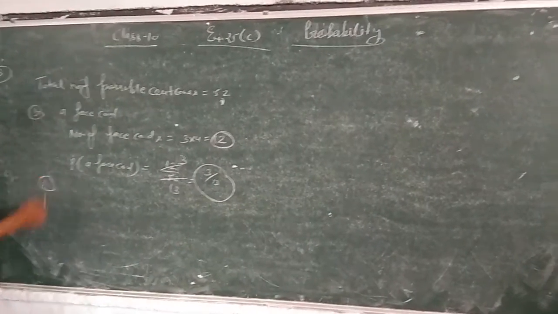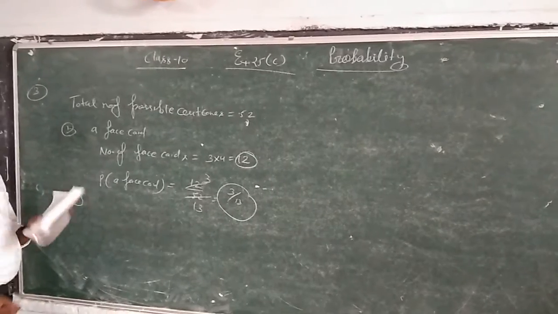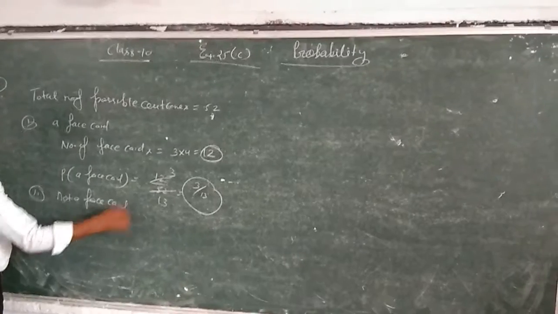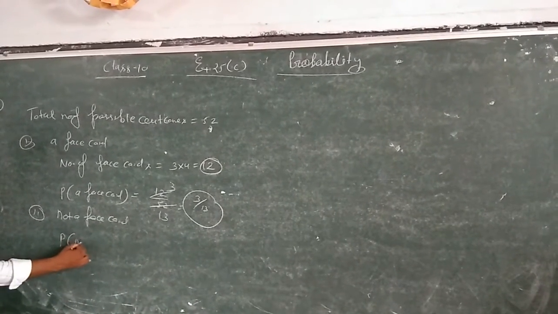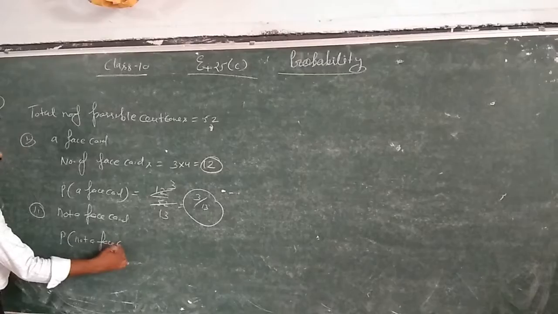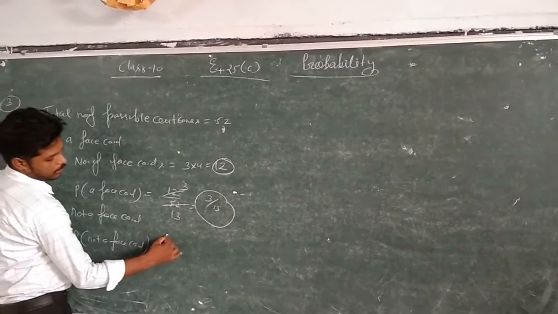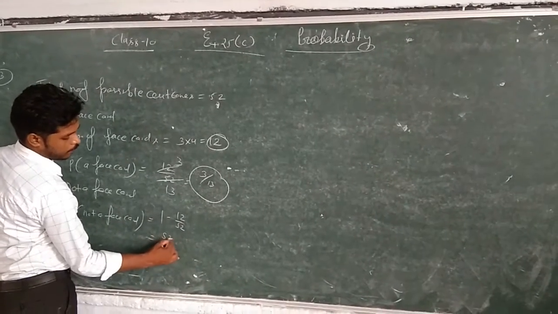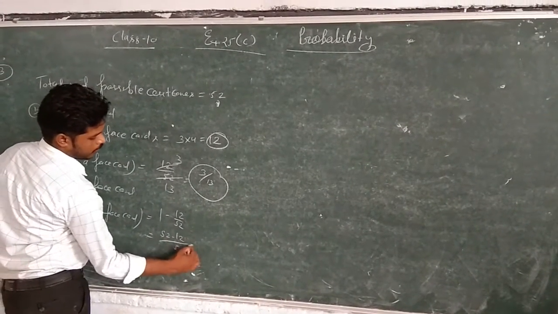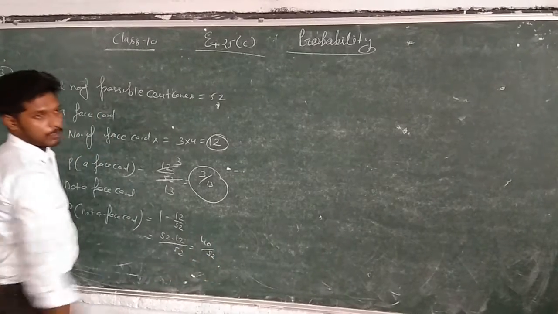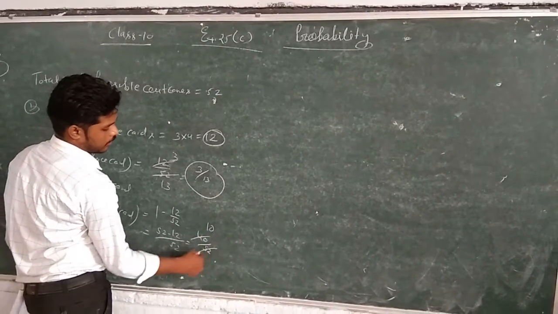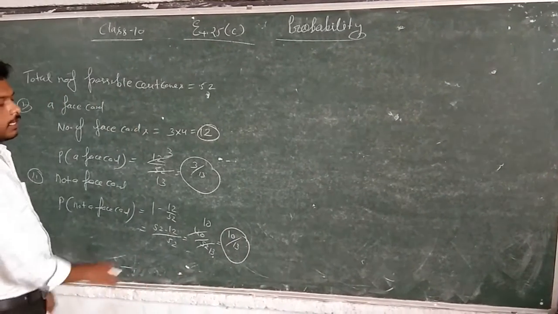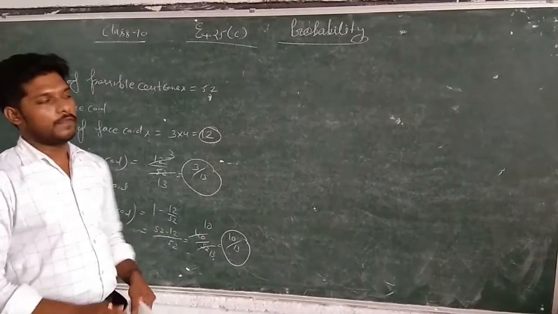Now point number 2, what is the probability of not a face card? Simply you will subtract 12 upon 52 from 1, so you will get 52 minus 12 upon 52, which is 40 upon 52. Convert into simplest form, divide by 4: 4 tens are 40, 4 thirteens are 52, so the probability is 10 upon 13. It means out of 13 cards, there are 10 cards which are not face cards.